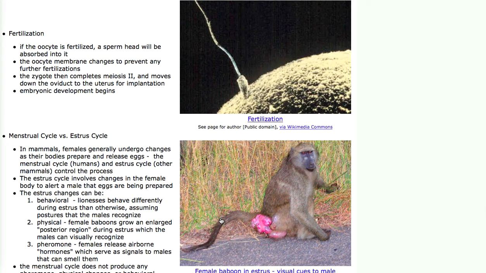If the oocyte is fertilized, then the oocyte will begin cell division. It will roll down towards the uterus, and it will release a hormone called HCG, which will signal mom's body to not menstruate so that mom doesn't kill the baby by having a menstrual cycle.